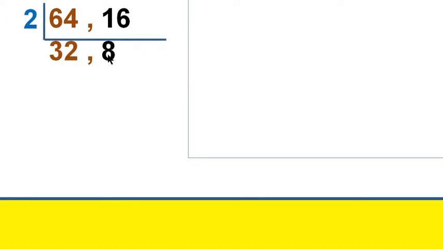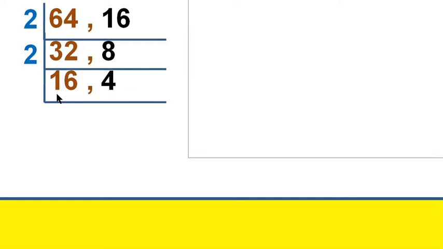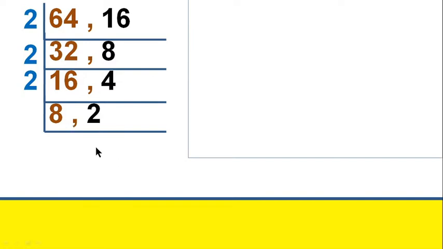And 32 and 8 is also divisible by 2. So we will divide by 2. We will get 16 and 4. Here 16 and 4 is also divisible by 2. So we will divide by 2 and we will get 8 and 2. And both 8 and 2 are divisible by 2. So we will divide again by 2 and we will get 4 and 1. And here 1 is not divisible.